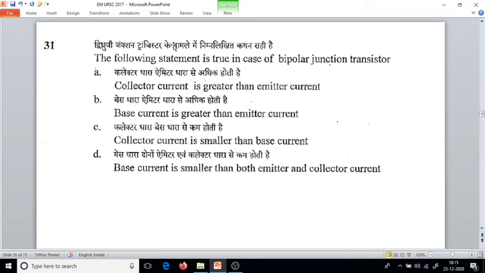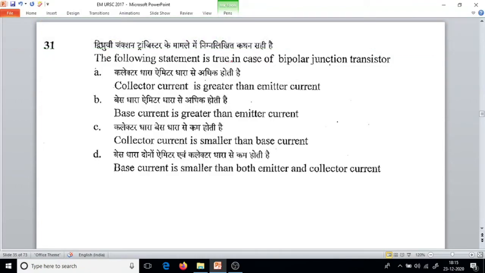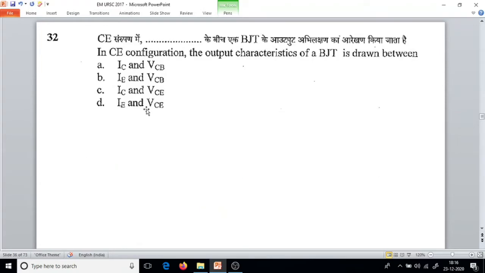Question number 31. The following statement is true in case of bipolar junction transistor. In a bipolar junction transistor, the relation is IE equal to IC plus IB. So the answer is the option: base current is smaller than both emitter and collector current. Question number 32.